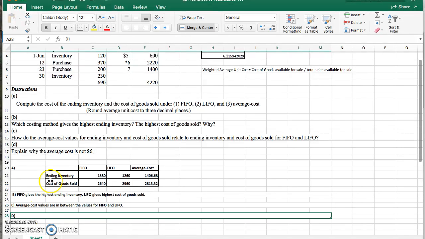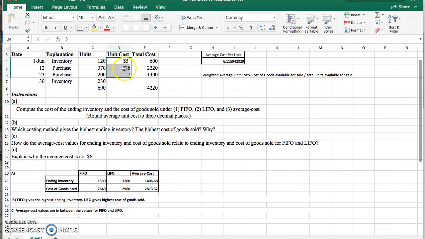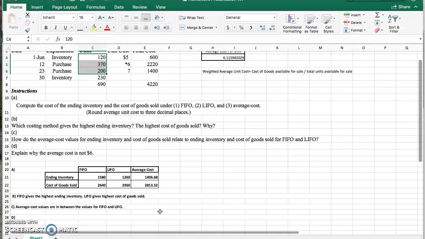And finally, Part D asks, explain why the average cost is not $6. If we looked right here and were just calculating the unit cost, then $6 would make sense as the average cost. But the average cost per unit takes into account the total units that are being sold and the allocation of the cost over the different units. So it's not going to be $6 because there are more units that we purchased at the higher prices than at the lower prices, and so the average cost is going to be a little bit higher than just $6. It's not a perfect average.